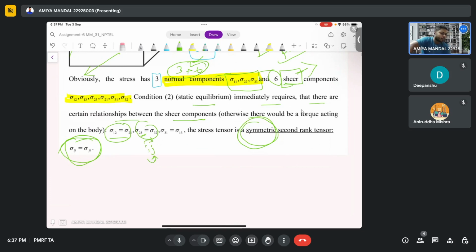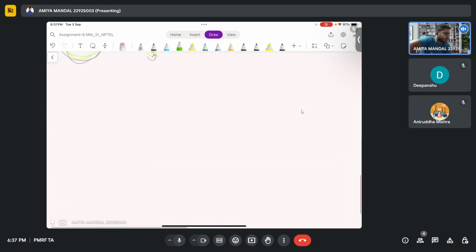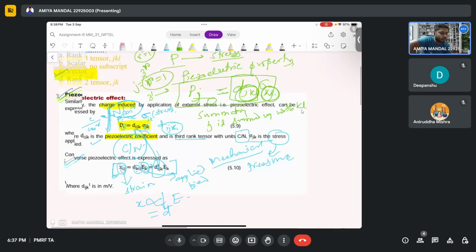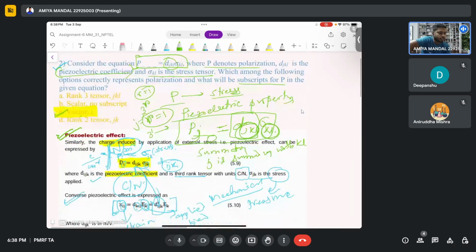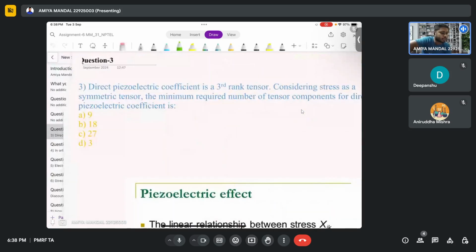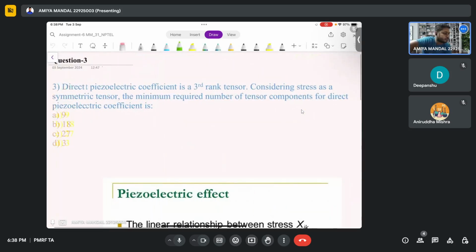The i and j values are alternating to each other. See, the symmetric second rank tensor. Okay, now we can answer the question: this is a vector, and the corresponding concept has also been cleared. Now we are moving forward to question number 3.